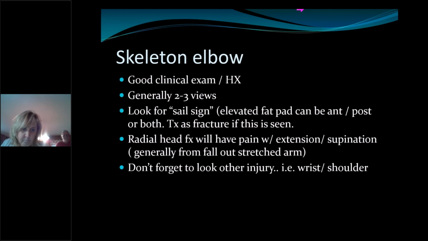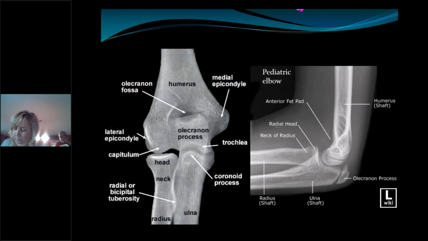They also don't like to extend their elbow because it hurts. So typically these patients will not want to demonstrate extension. They will not want to demonstrate supination because they have significant pain with those activities. So when you see those things, you better be thinking about a radial head fracture. And then of course, when you see that, don't assume it's the only injury. Check their wrist, check their shoulder, check their clavicle, make sure that nothing's hiding. Again, don't want to miss that second fracture.